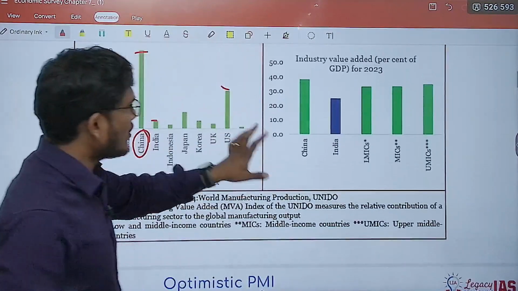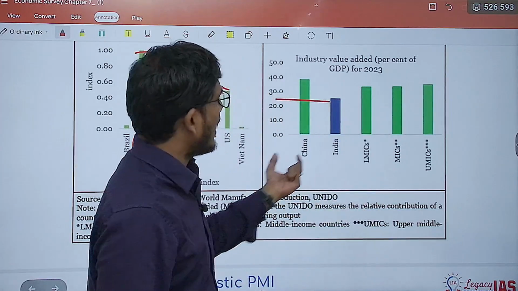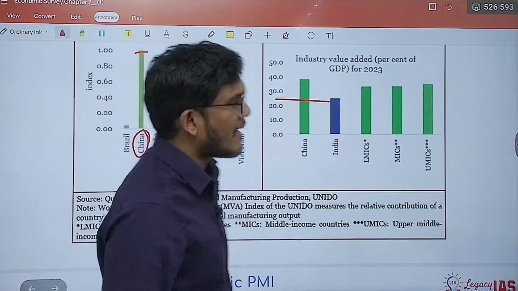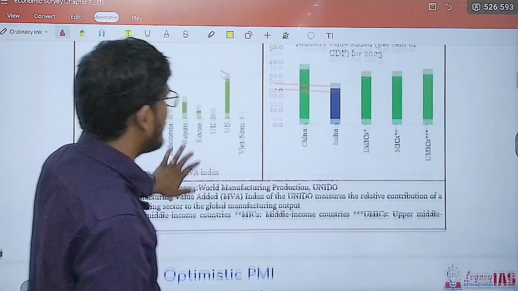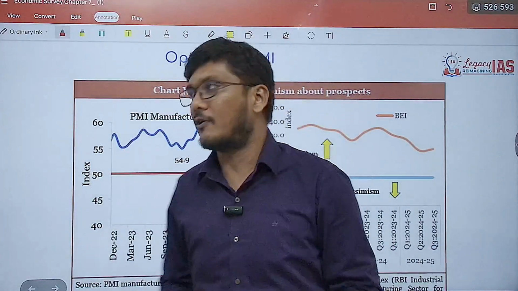Now, as a percentage of GDP, again, India is lower than the other comparable countries. China is close to 40%, India is in the middle, that is 25%, because service sector, of course, plays a very important role, or has a very high percentage.